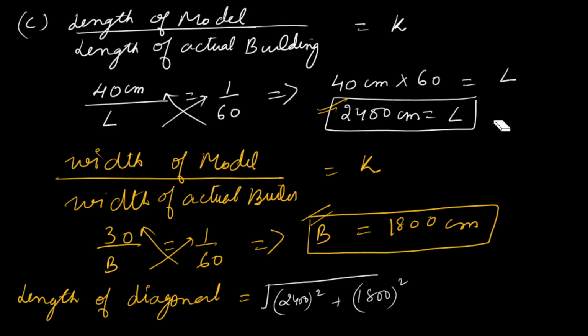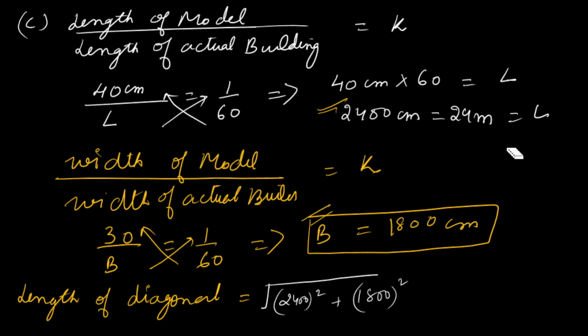Or we'll do one thing, it's becoming very big, so I'll write in meter. I can write 24 meter as the length, because to convert centimeter to meter you have to divide by 100. Bigger to smaller unit, multiplication; smaller to bigger, you have to divide. So this also let's convert into meter. So this will be 18 meter, because this will be very long. Yes, converting to meter is done.